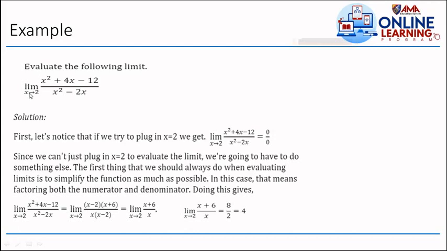Dito, x approaches to positive 2. So, ano magiging common factor nila? Magiging x minus 2. So, ito na siya. X minus 2, x minus 2. Nasundan? Opo, sir. Okay. Next, paano kukunin yung second factor? X minus 2, no? So, negative 12 divided by negative 2, the answer is positive 6. So, ito na yung second factor.